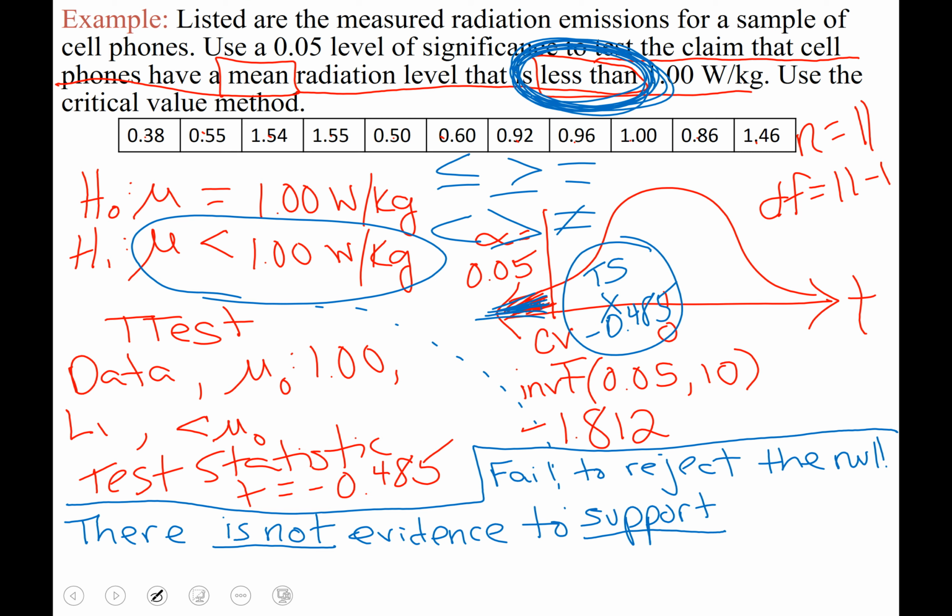Okay, "there is not evidence to support," then we write the claim. "That." And then the very last blank, the third one, is just restating the claim. The claim that cell phones have a mean radiation level that is less than 1 watt per kilogram.